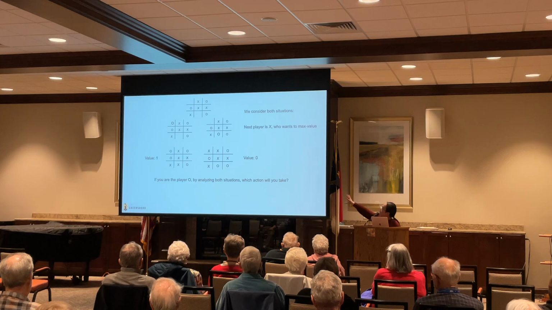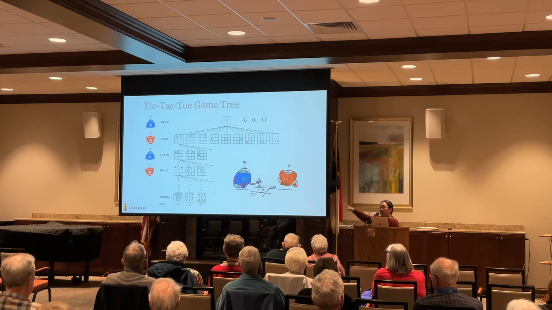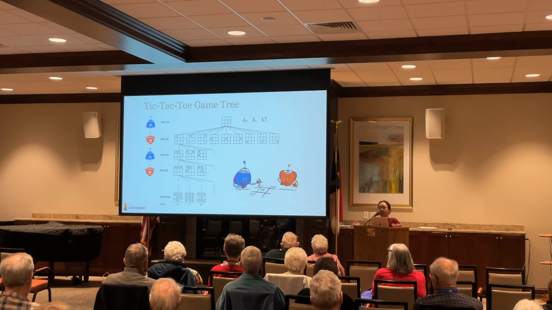So you are the player O. By analyzing both situations, I will decide, instead of losing, I prefer we have a draw. No one wins. This is actually how a computer thinks. We just give enough information, and the computer has a very big memory, so we can give all the possible positions. No matter which you start, it just thinks about all the possible chances. So this is how AI works. Very interesting, right?